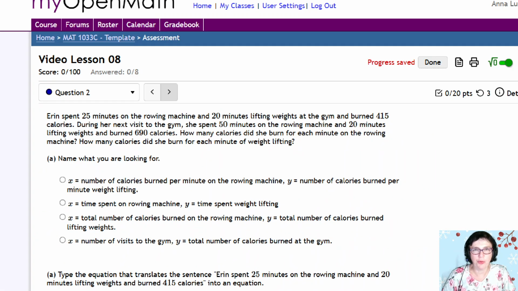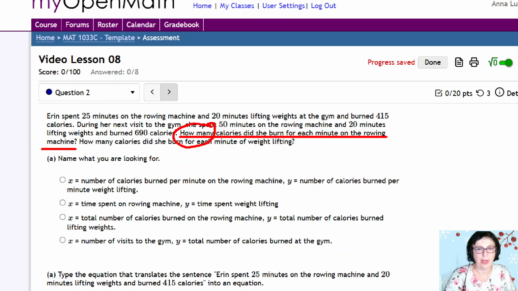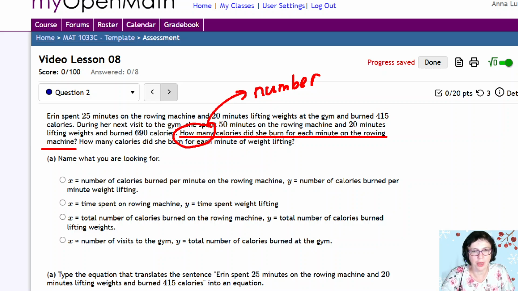Now, when you are trying to decide what is X and Y, you should always read the question. Start with the question. Start at the end of the problem. Why am I saying that? Look at the question. It says, how many calories did she burn for each minute on the rowing machine? Anytime you see the words how many, you translate it to number, or amount if it's not countable, but in this case it is countable. So this is the number of calories that she will burn for each minute on the rowing machine. That's what we're trying to find. That's your X. And then Y is going to be the corresponding number of calories for weightlifting.